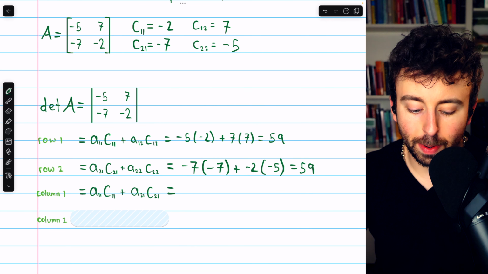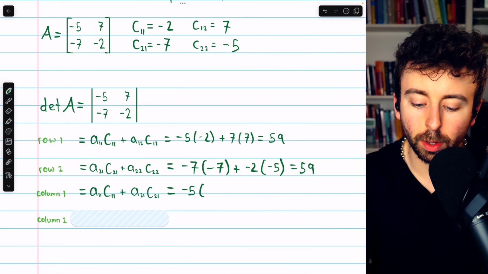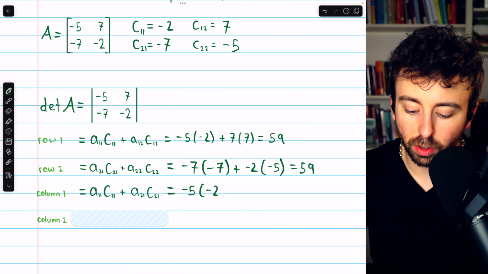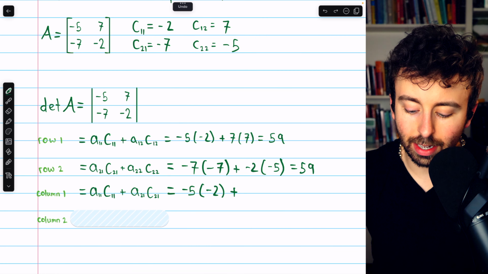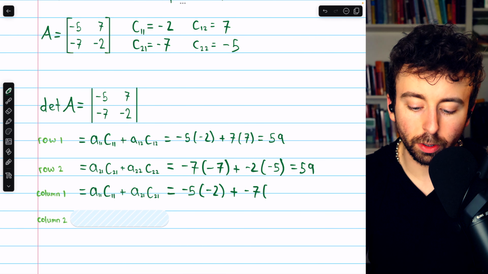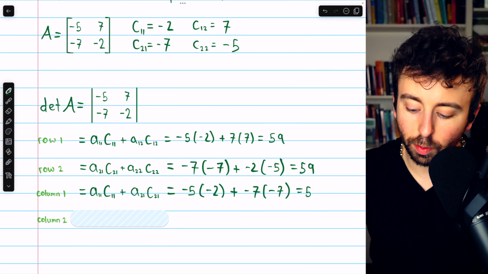Then the cofactor expansion along column 1: take the first entry in column 1, which is -5, multiply by its corresponding cofactor, which is -2, then add the next entry in column 1, which is -7, multiplied by its corresponding cofactor, which is -7. This is 10 plus 49, so 59.